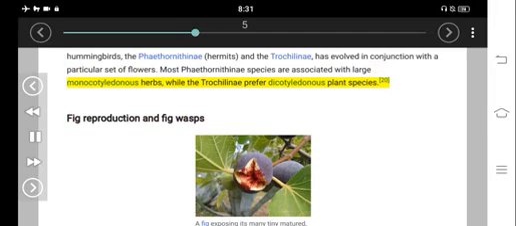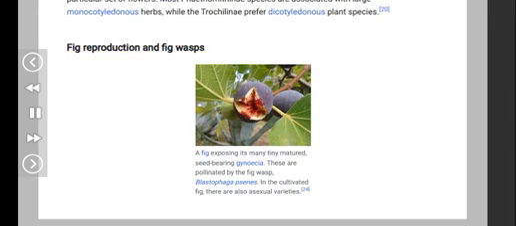Fig reproduction and fig wasps. A fig exposing its many tiny matured, seed-bearing gynoecia. These are pollinated by the fig wasp Blastophaga psenes. In the cultivated fig, there are also asexual varieties.